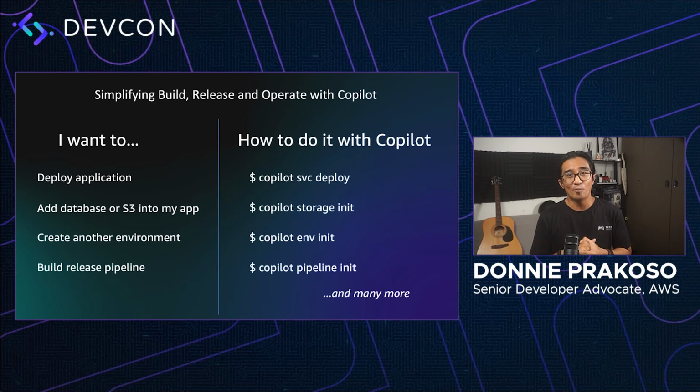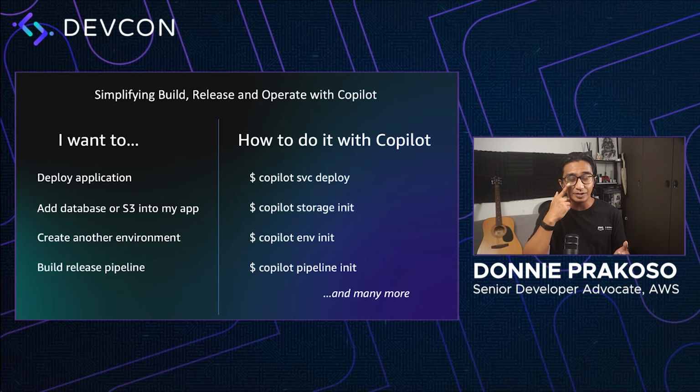And when I say Copilot is here to simplify the build, release, and operation of containerized applications, it is really easy and simplified. If I want to deploy the application, I only need to run copilot service deploy. It will deploy the application to the environment that I have configured with Copilot. If I want to add storage like Amazon DynamoDB, Aurora Serverless, or even object storage like Amazon S3, all I need to do is run copilot storage init.